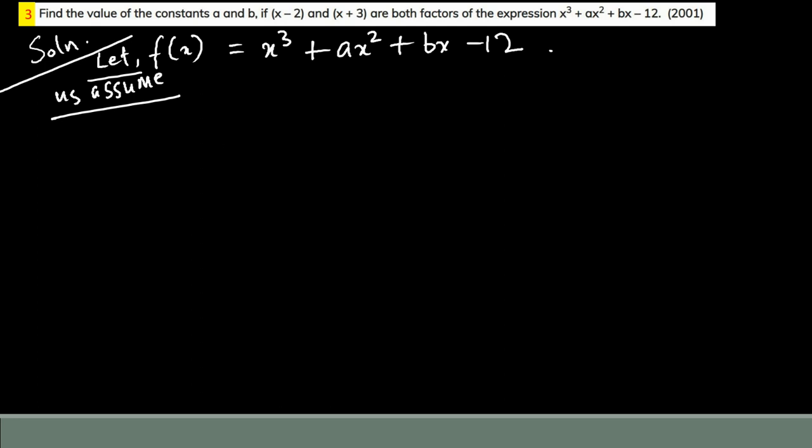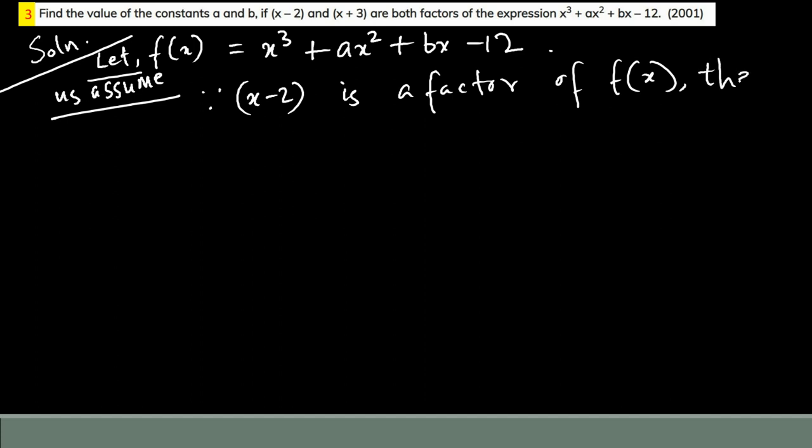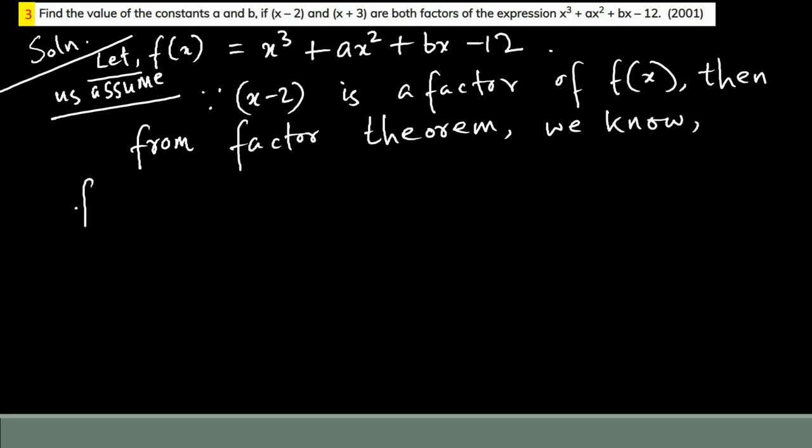Now since x minus 2 and x plus 3 are factors of it, first do it step by step. Since x minus 2 is a factor of f(x), then from the factor theorem we know f of 2 equals 0. The remainder theorem says that when you divide f(x) by x minus alpha, the remainder is f of alpha. And if x minus alpha is a factor of that expression, then the remainder should be 0 also. That is the factor theorem. Since x minus 2 is a factor, the remainder should be 0, so it should get divided properly. That is the meaning of factor. Hope you know the meaning of factor, right?